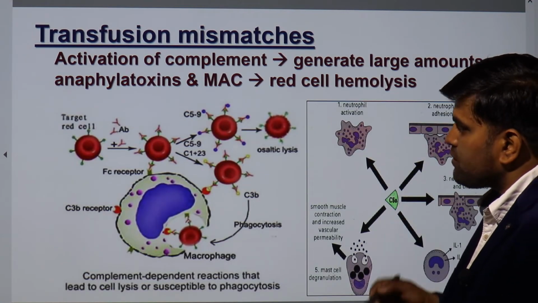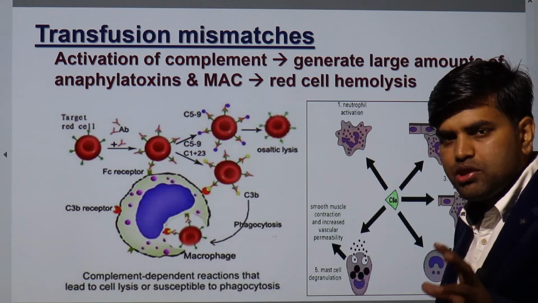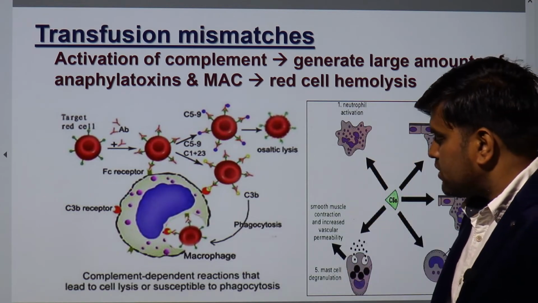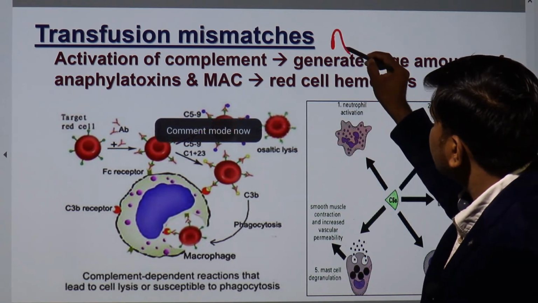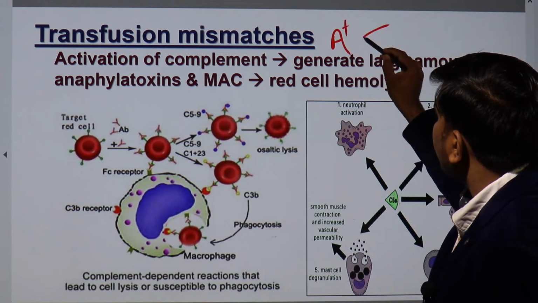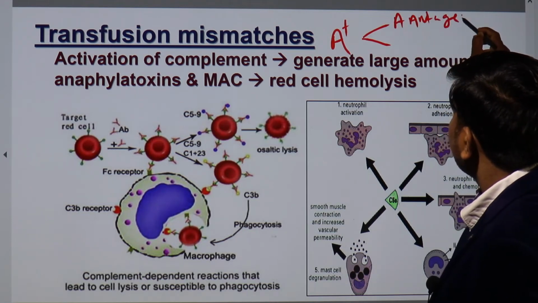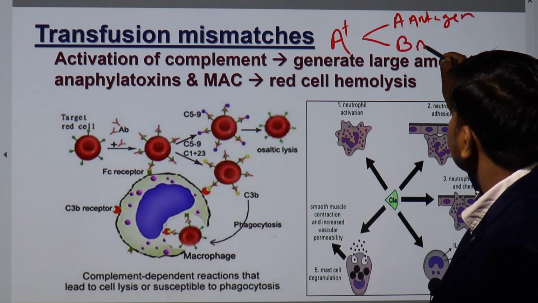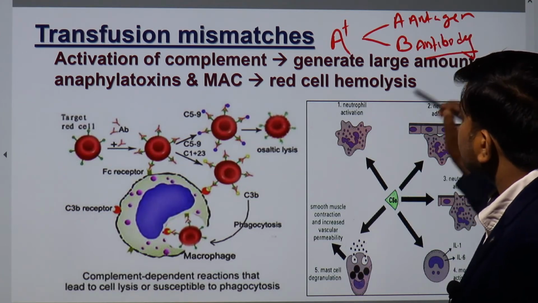So, transfusion mismatch reaction. Okay, let me clear this very nicely. What is a transfusion mismatch reaction? Suppose my blood group is A. So what do I have? I have A antigen and B antibody. This is the normal condition that is present inside my body.